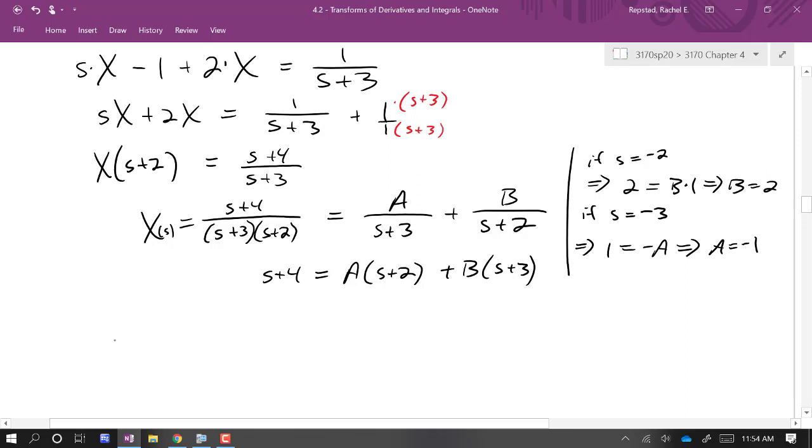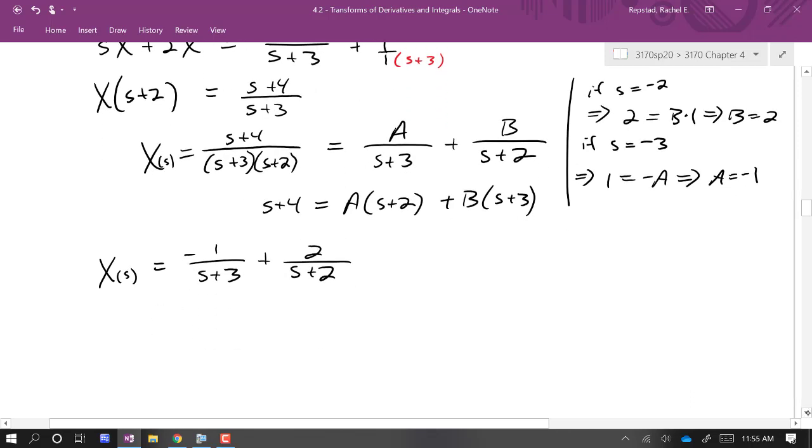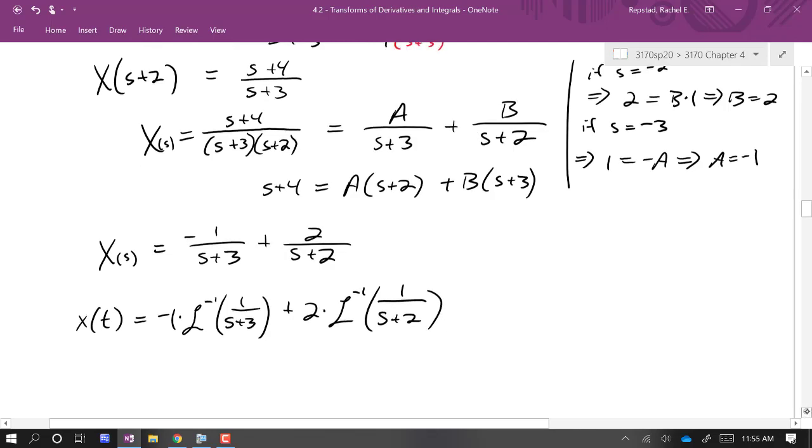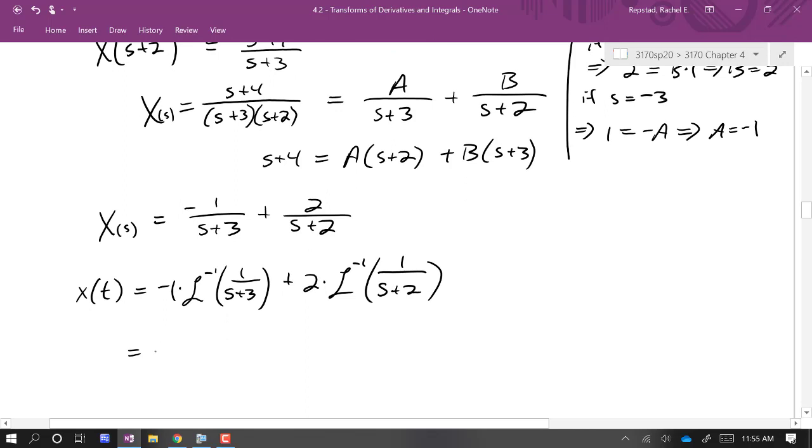And so now what we have is our big X function, X of s, is equal to negative 1 over s plus 3 plus 2 over s plus 2. And we want the inverse transform of this function, which we can do term-wise. And so x of t, if I take the inverse transform, on the left side I'm going to get x of t. On the right side, I'm going to pull out these constants. So negative 1 times the inverse transform of 1 over s plus 3, plus 2 times the inverse transform of 1 over s plus 2. So we get negative e to the minus 3t plus 2e to the minus 2t. And there's our solution.